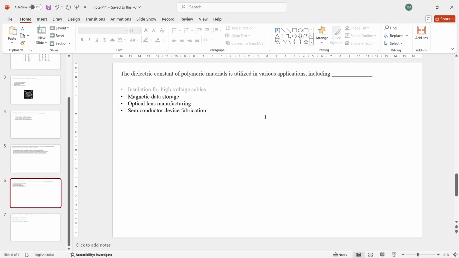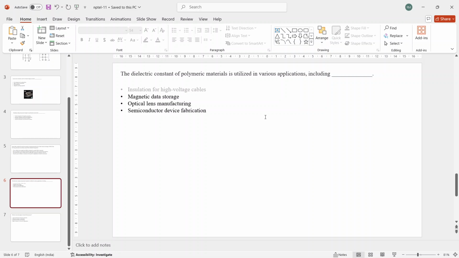Then we have the dielectric constant of polymeric materials is utilized in various applications, including which application. So we have been given four applications here: insulation for high voltage cables, magnetic data storage, optical lens manufacturing, and semiconductor device fabrication. Since the dielectric constant of the polymeric materials is high, which means that to make it conductive, a lot of electricity or high voltage is required. And that is the exact property which we are looking for when we are trying to form the insulation of high voltage cables.